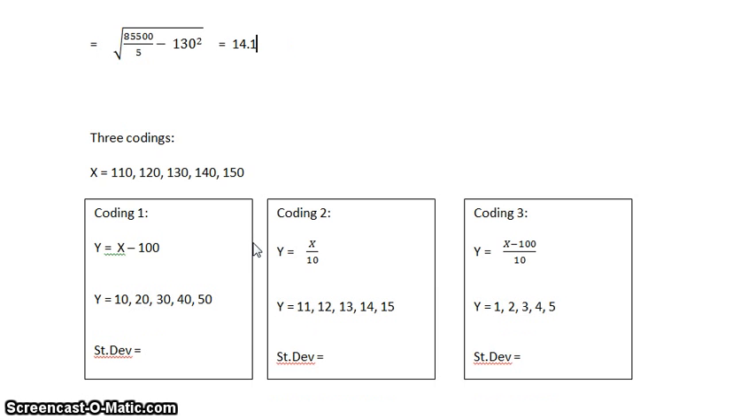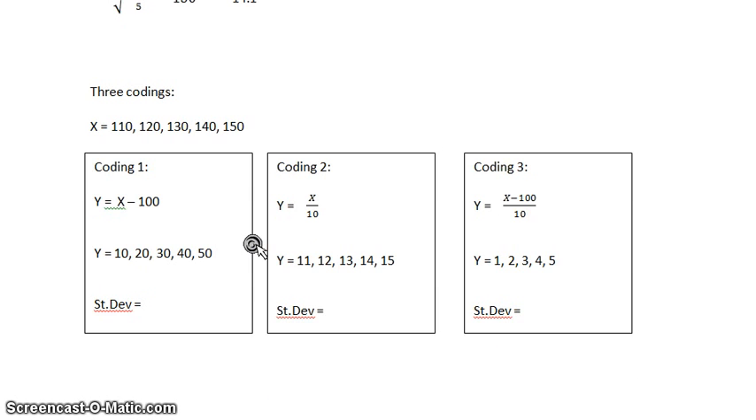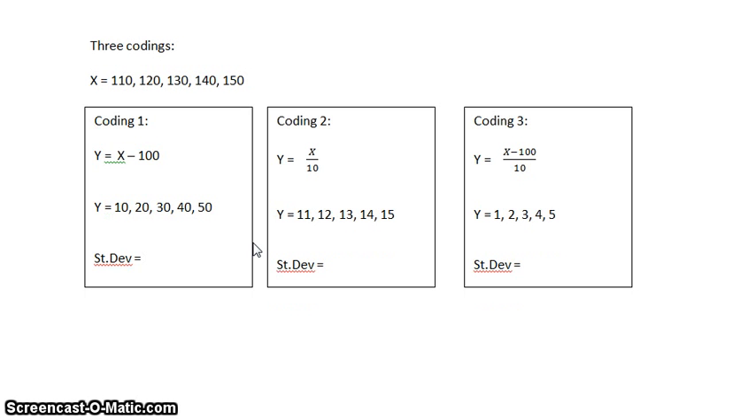Now, I'm going to have a look at the codings that we used earlier when we were looking at the mean, and again you can have a go at these to practice using the standard deviation formula. If we code the values by subtracting 100, we get a new set of data y, and if we calculate the standard deviation here, again, just pause the video and work these out yourselves, but if you've done that, the standard deviation of this set of data is 14.1.